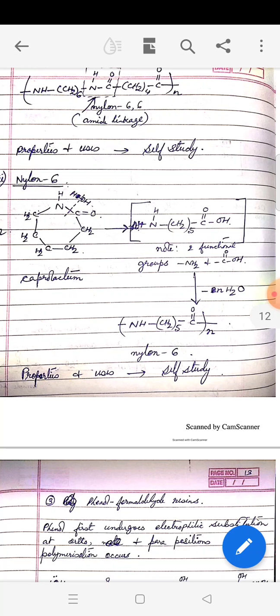So these two are the condensation polymers. One is a polyester, another is a polyamide. In the next class, we shall be studying phenol formaldehyde resin.